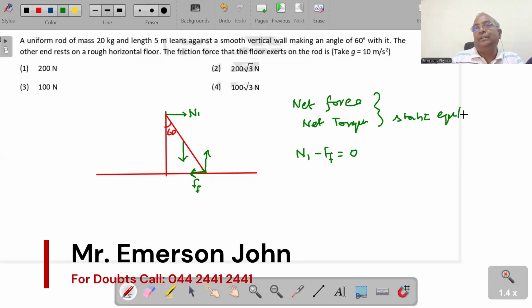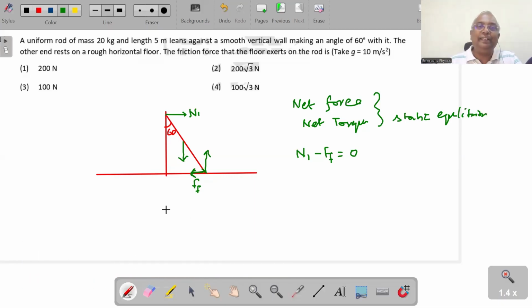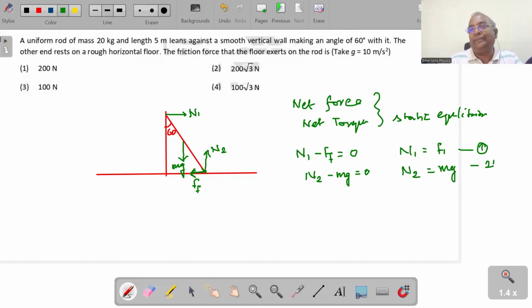So these two forces we saw are opposite. Similarly, calling this n2, n2 minus mg, the weight of the body, should be 0. This is the actual weight of the body, which acts downward. Are you clear? So n1 is equal to the frictional force, which we need to find, and n2 will be equal to mg. We need to understand both of these in this case.